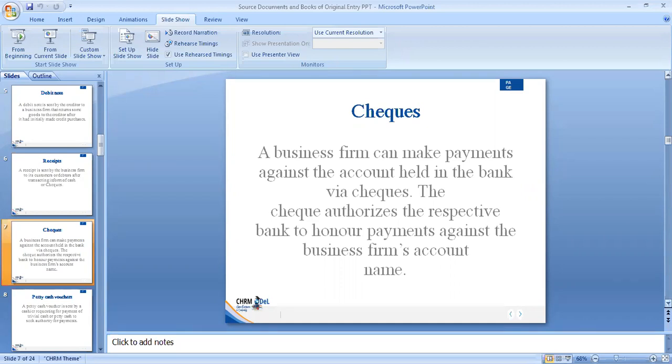In that case, we can make some payments through the check so that it is going to reduce our money in the bank, or we can receive some checks from the customers which are going to increase our bank balance in the bank. And then at the end of the day, we can know how many checks we received and how many checks we have issued, and then we can know the balance that we have in our bank account.